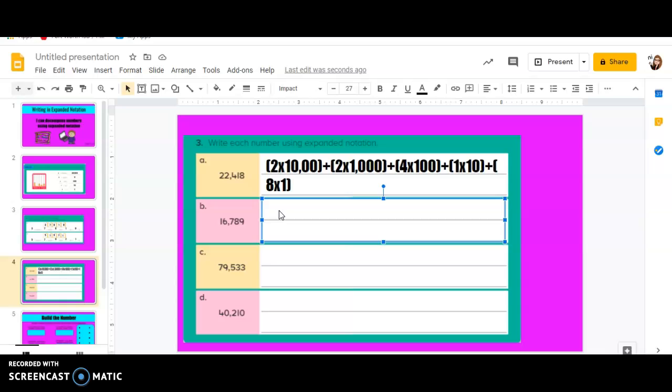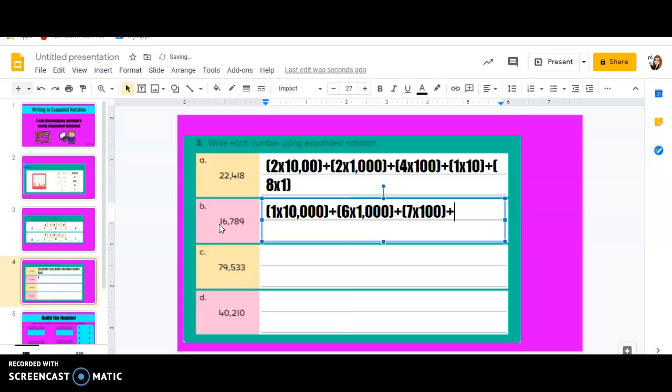Watch as I finish the last 3 numbers. I'm starting with the 1 in the 10,000s place. 1 times 10,000, parentheses, plus, parentheses. 6 times 1,000, parentheses, plus, parentheses. 7 times 100, parentheses, plus, parentheses. 8 times 10, parentheses, plus, parentheses. 9 times 1, parentheses. Finish.